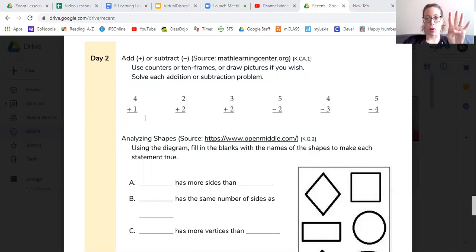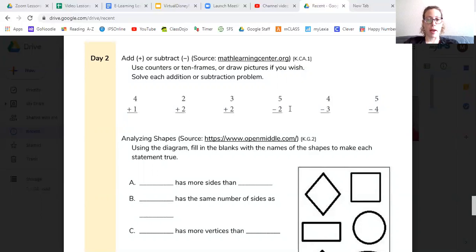So I would do 4 plus 1 equals what? 1, 2, 3, 4, 5. So I'm going to write my 5 right here underneath the line. 2 plus 2 equals something. 3 plus 2 equals something. 5 minus 2 equals something.